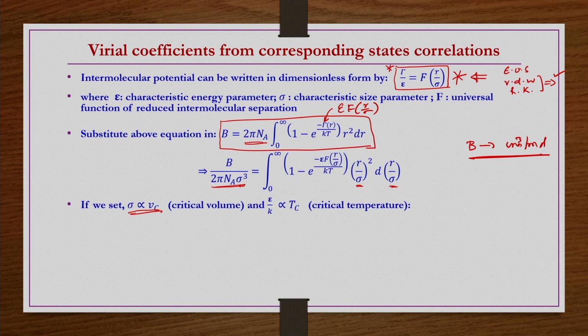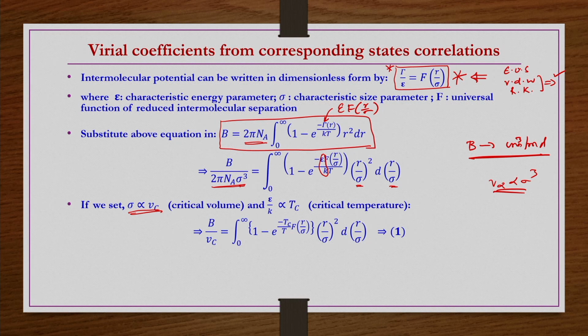Because Vc, we know that Vc is proportional to sigma cubed, and epsilon by k here is nothing but the critical temperature. So we can write the left hand side, B by Vc, equals the integral from 0 to infinity of 1 minus exponential of minus Tc by T, a function of r by sigma, multiplied by r by sigma whole square, d r by sigma. This is what we can write.